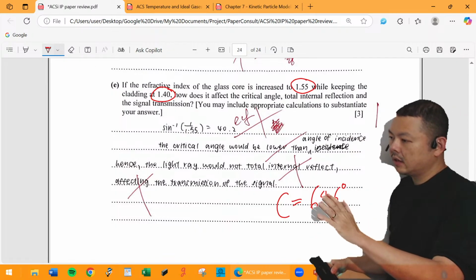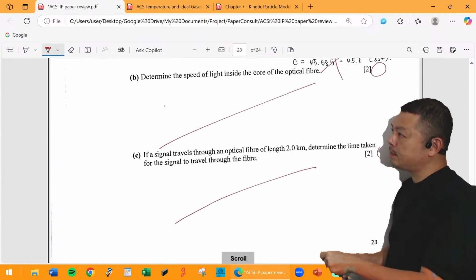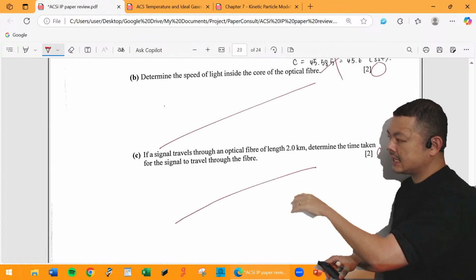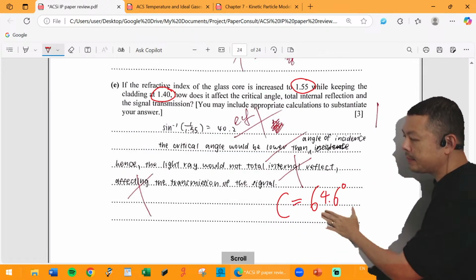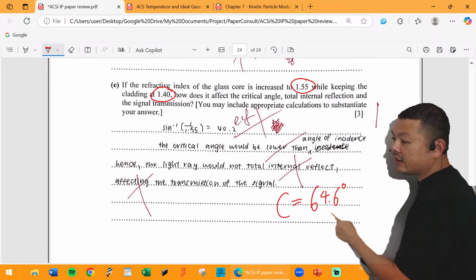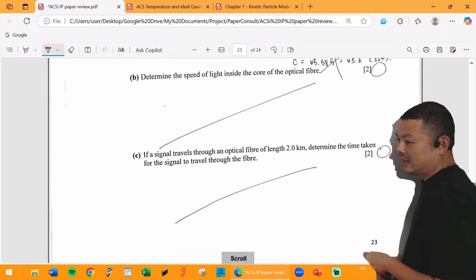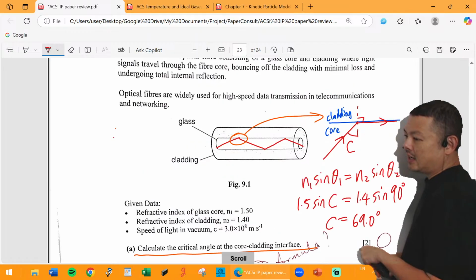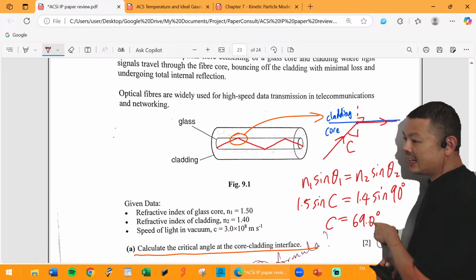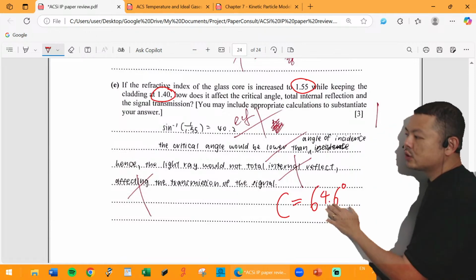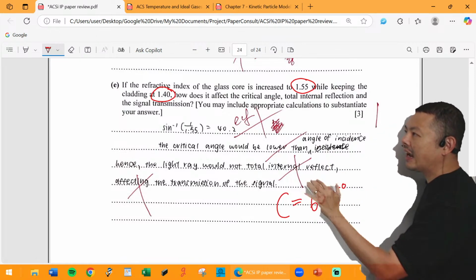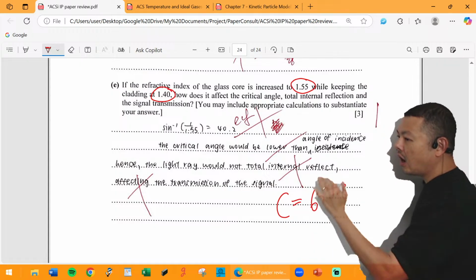You guys ready? I'll explain this one first, then I go back to part C. Part C is very technical, so I'll show it to you later. But basically, this is it. The critical angle is larger, no, smaller, right? This one here is 69, and the other one is 64.6. So which one has a higher likelihood of TIR?